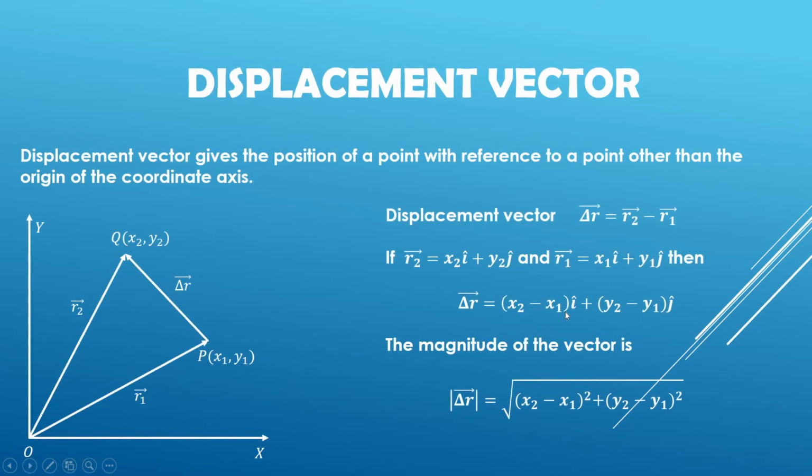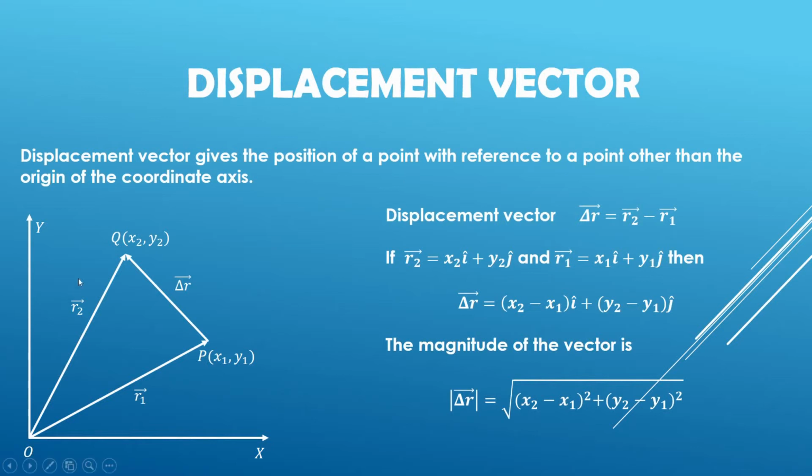Now let us come to the displacement vector. A displacement vector gives the position of a point with reference to any other point in the coordinate axis. What do I mean by this? Suppose a particle is situated at the point x1, y1, and after some time we find this particle at x2, y2. Now how can we determine the displacement of this particle?